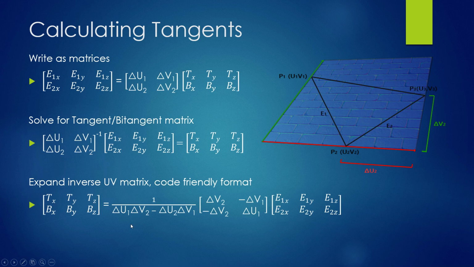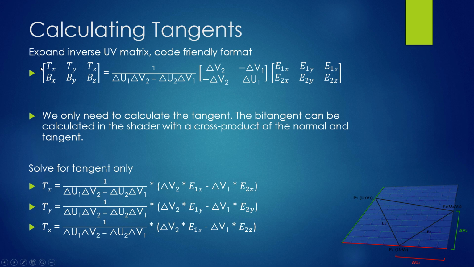So for the tangent, we basically just extract the part of this operation, this mathematical multiplication. We just extract the part where we're calculating the tangent. We don't care about the bitangent part. So after doing some simplification here, we end up getting these three equations to calculate the x, y, and z of the tangent.